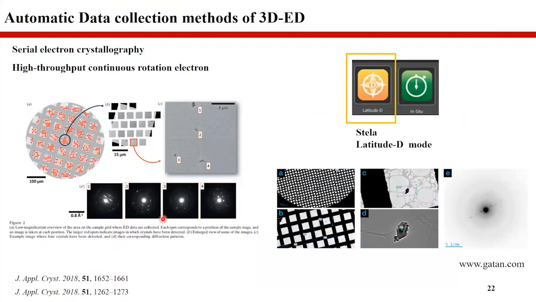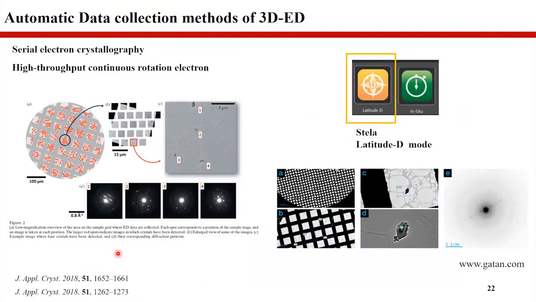To sum up, there are also some automatic data collection methods I wanted to mention. One is serial electron crystallography, introduced by Professor Zhou's group from Stockholm University. Another is Latitude D by Gatan. For serial electron crystallography, the data collection strategy combines the goniometer translation with the electron beam shift. This could allow the entire sample stage to be probed.